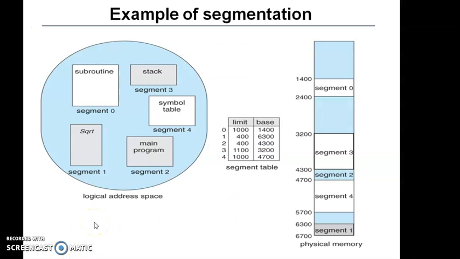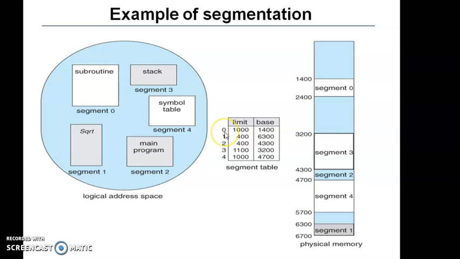We see one example of segmentation here. We have segment 0 as subroutine, segment 1 as square root, segment 2 as main program, segment 3 as stack, and segment 4 as symbol table. Then this area is called the logical address space, and then we have the corresponding segment table here. The segment table contains the limit, which stores the length of the segment, and the base, the starting physical address.